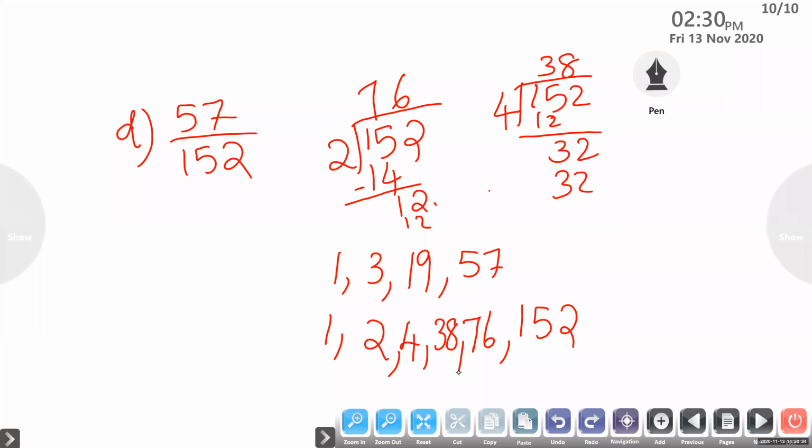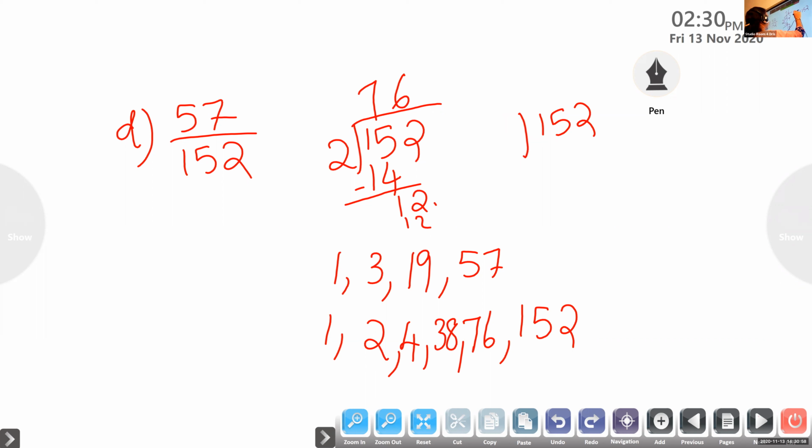So next one, 5 is not possible. What about 6? Is it possible by 6? No. Is there any other number? Is it divisible by 8? No. Ma'am, 19. One minute. Let me check. We are writing the factors of 152. So we got 1, 2, 4, 38, 76 and 152.